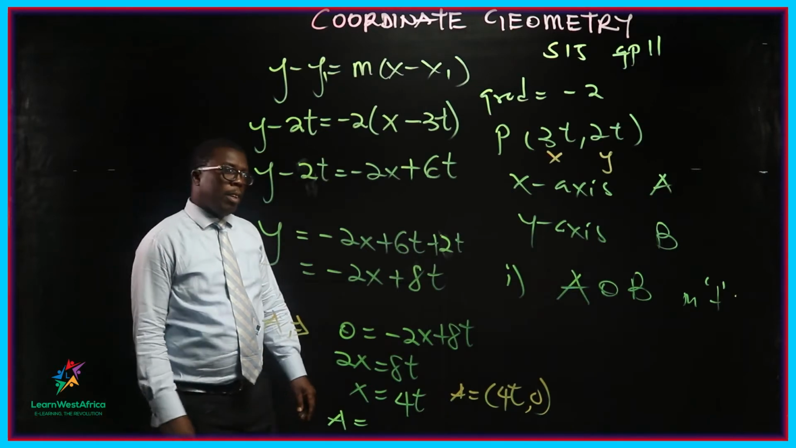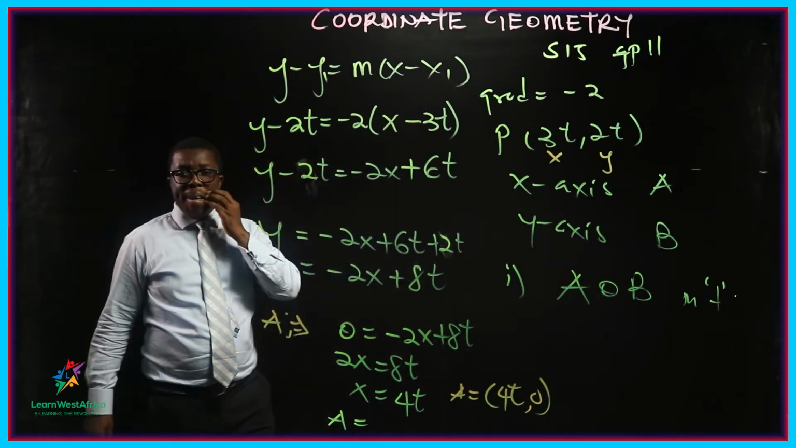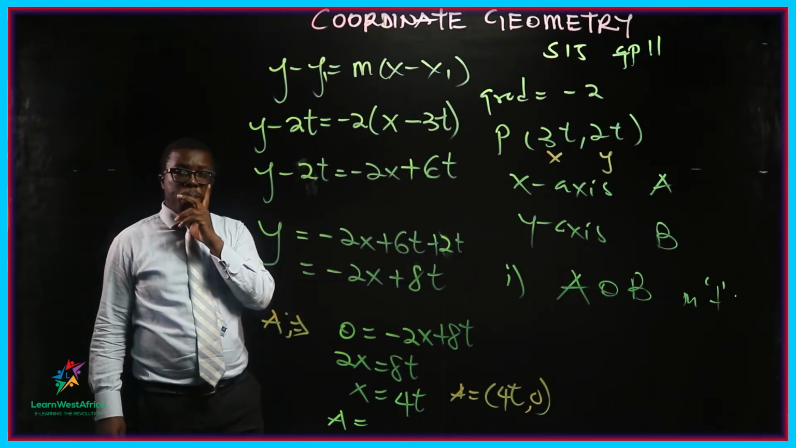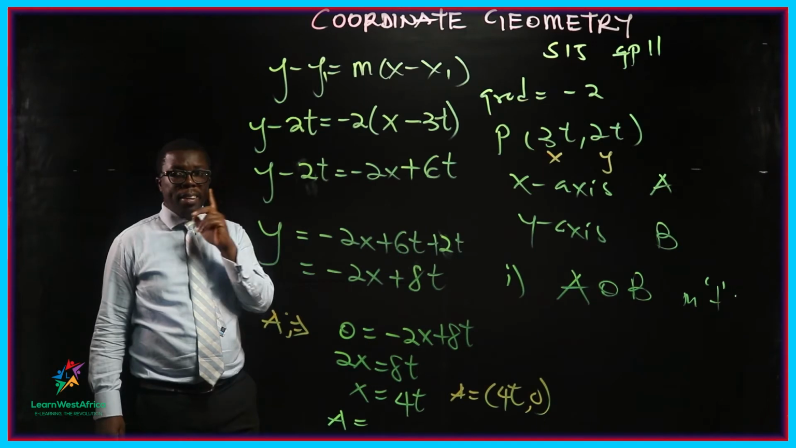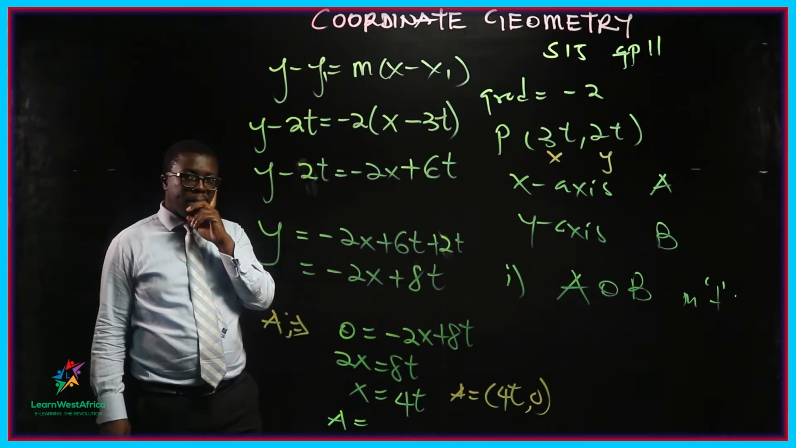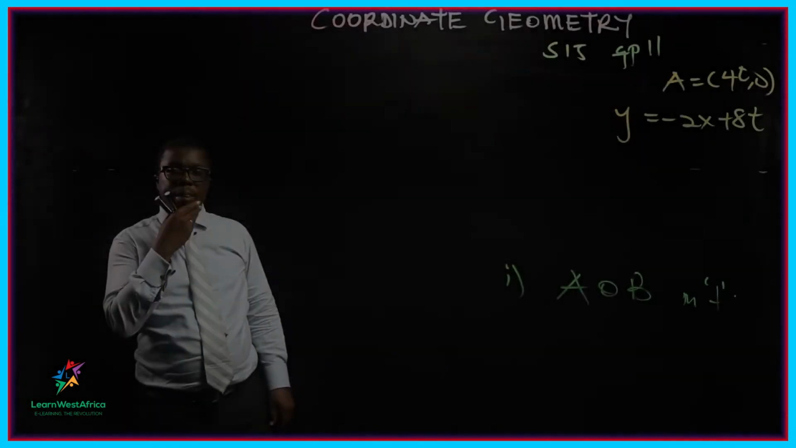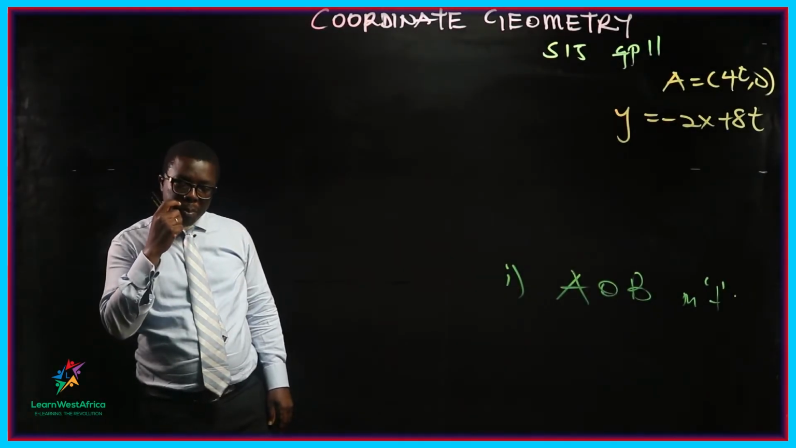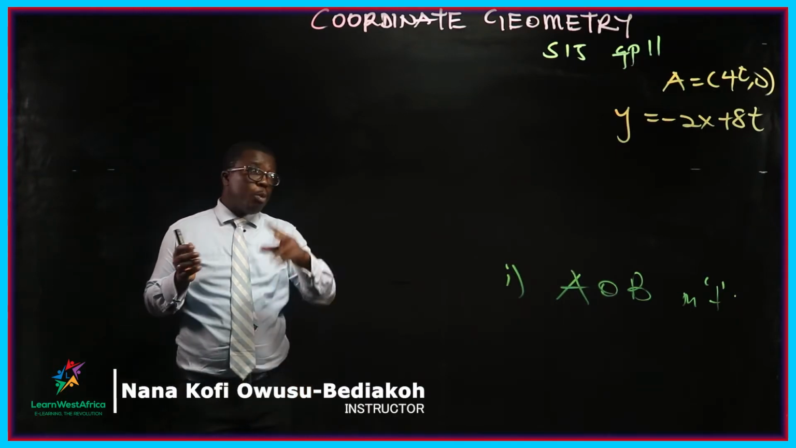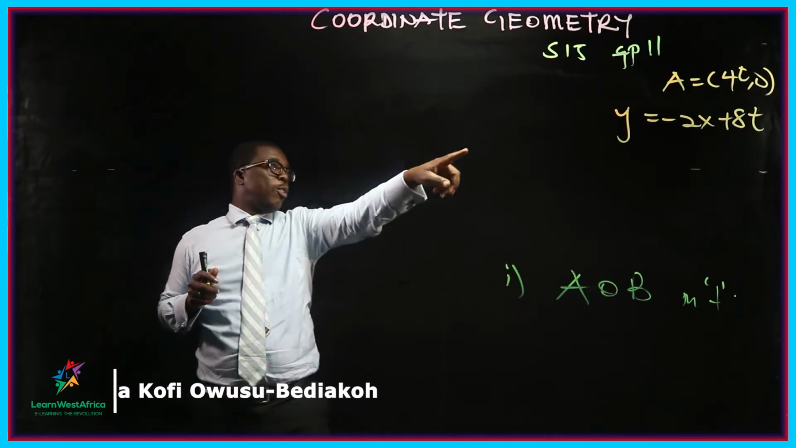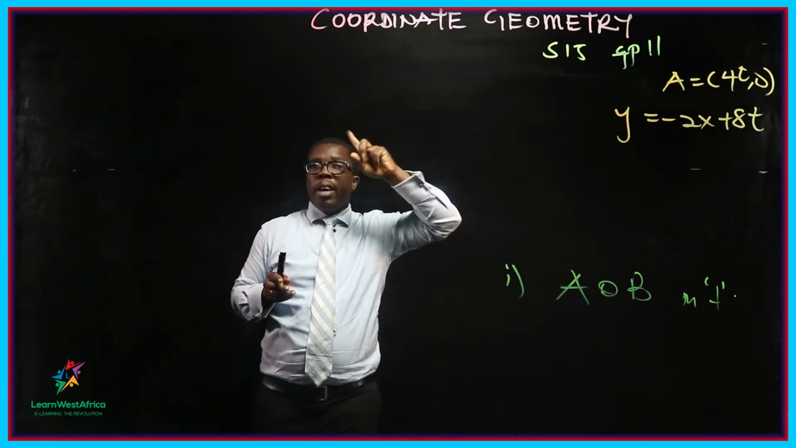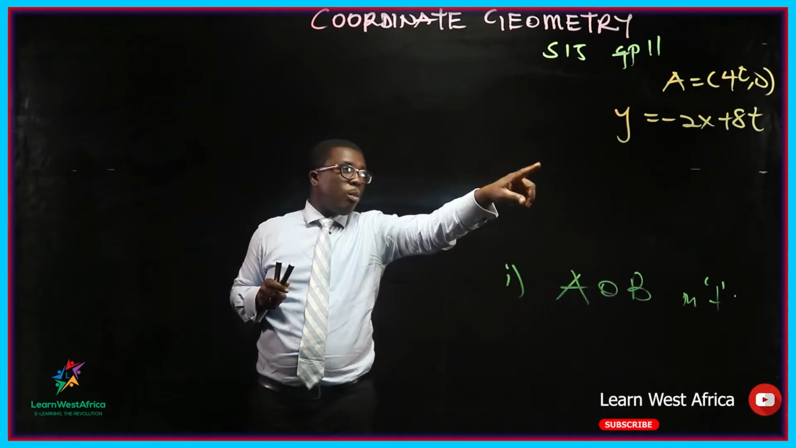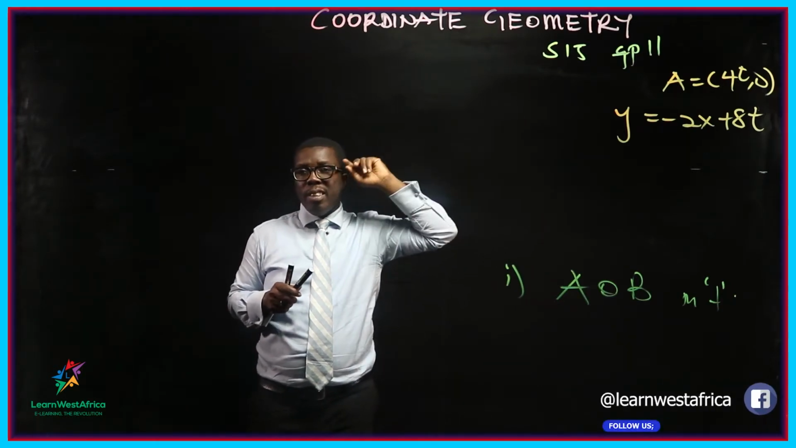Now let's find the values of y. What are the coordinates of B on the y-axis? We want to find the coordinates of the point B. We've seen that on the x-axis, your A is going to be (4t, 0). And remember, we kept the equation of the straight line here: y equals minus 2x plus 8t.